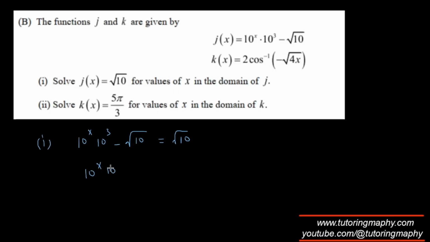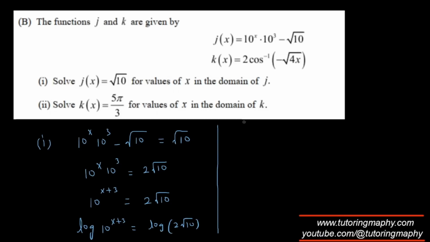Okay. Can I add root 10 to both sides? So it will become 2 root 10. And the base is same, so can I add the powers? So it will be 10 raised to x plus 3 is equal to 2 root 10. And the only way to bring x down here is to take log both sides. So I'm going to take log both sides. So log of 10 raised to x plus 3 is equal to log of 2 square root of 10. The power is going to be thrown outside, so it will become x plus 3 log of 10.